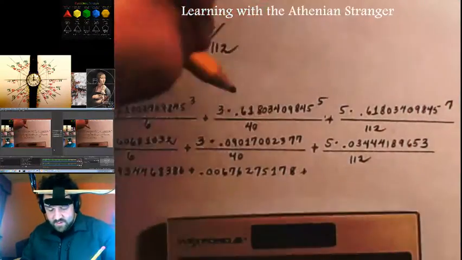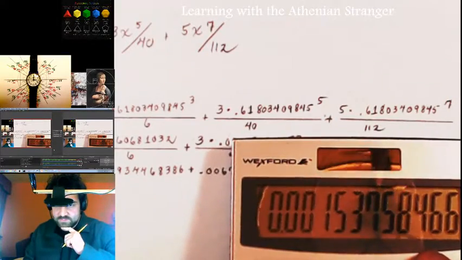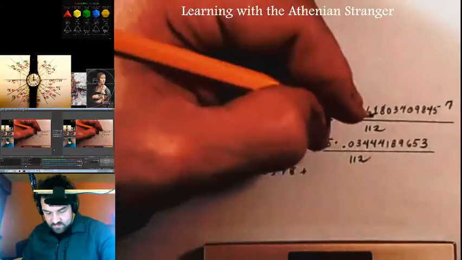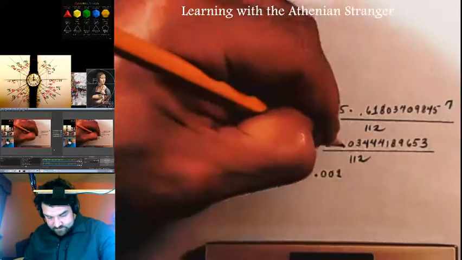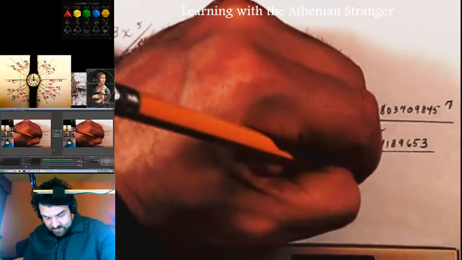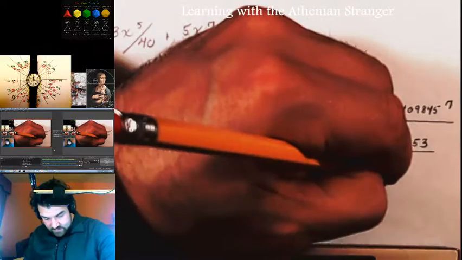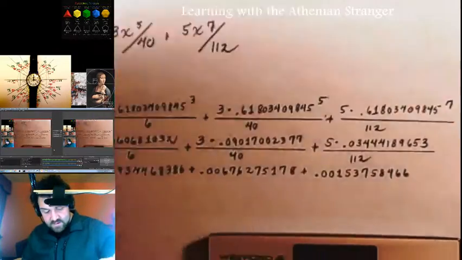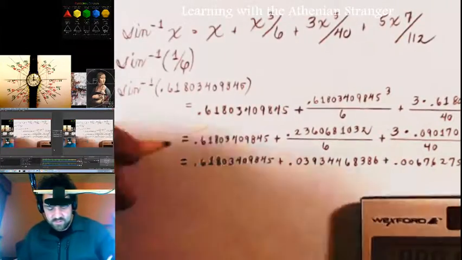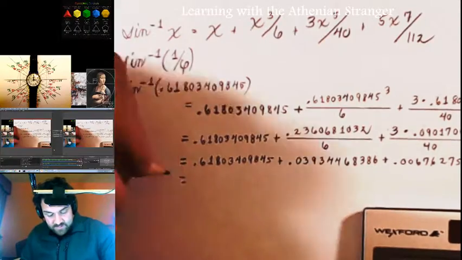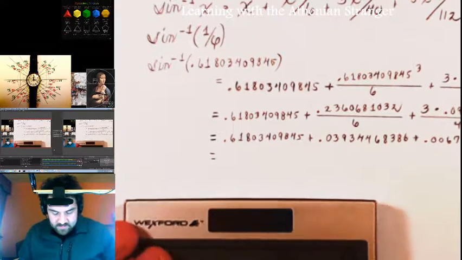And we are going to get, drum roll, that number right there, 0.00153785866. So I'm just going to write it down: 0.01537584666. Well, now, even if you were confused at the beginning, all we have now is an addition problem, which you can all do. Let's start adding. That's all we're going to do.